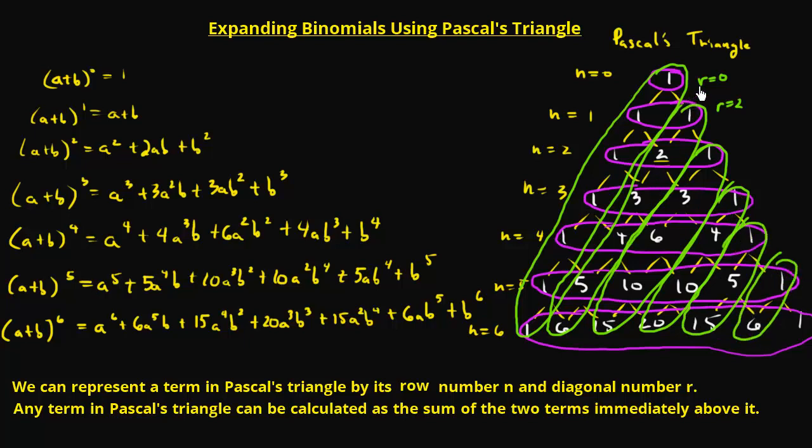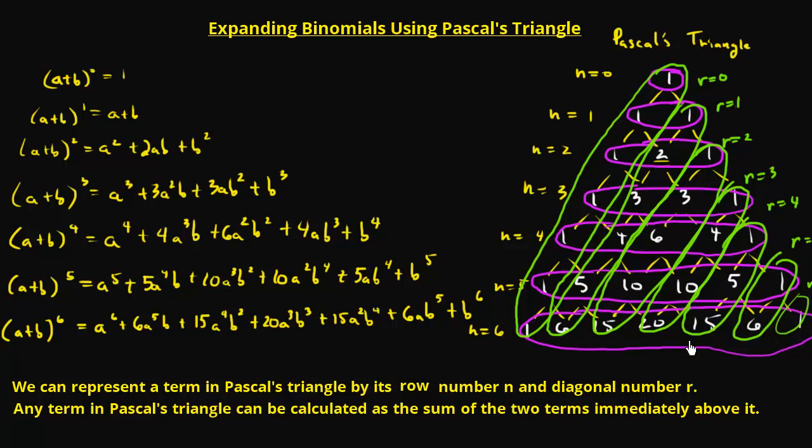Whoops, I think I missed one. So, oh yeah, I did miss one. Okay, so, sorry, this is actually r is equal to 1. I skipped from 0 to 2. So this should be r is equal to 1. This is r is equal to 2. R is equal to 3. R is equal to 4. R is equal to 5, and this would be diagonal r is equal to 6.